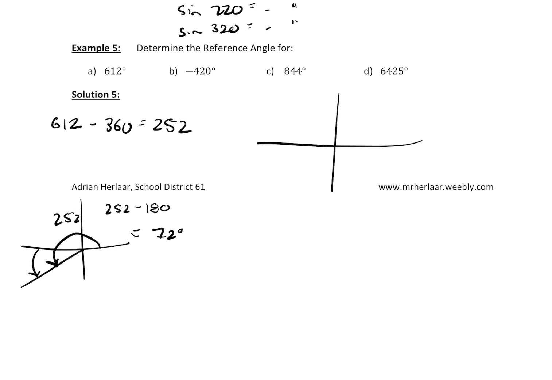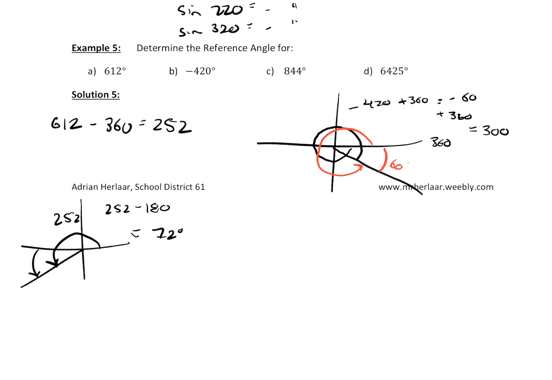Negative 420. So let's say I'm going in the negative direction. This would be 360, so I've actually gone negative one full rotation and then another 60 degrees. If this is negative 420 degrees, I'm going to add 360, which gives me negative 60. But then I'm going to add 360 again, and you get 300. So if you go in a clockwise direction, this is 300 degrees. So what's that? Well, 60.